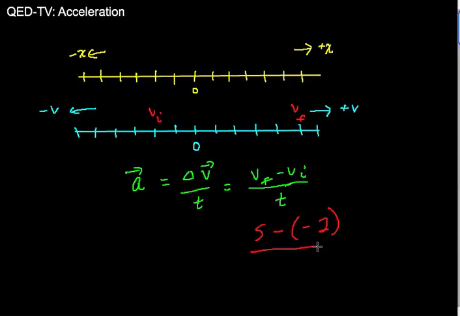And just to make it easy, we'll say it took 7 seconds for it to go from here to here. 7 seconds. 5 minus a minus 2 would be 7. 7 divided by 7 would equal 1 meter per second squared. There's my acceleration. I'm going to go 1 meter per second faster or slower for every second. So am I speeding up or am I slowing down?